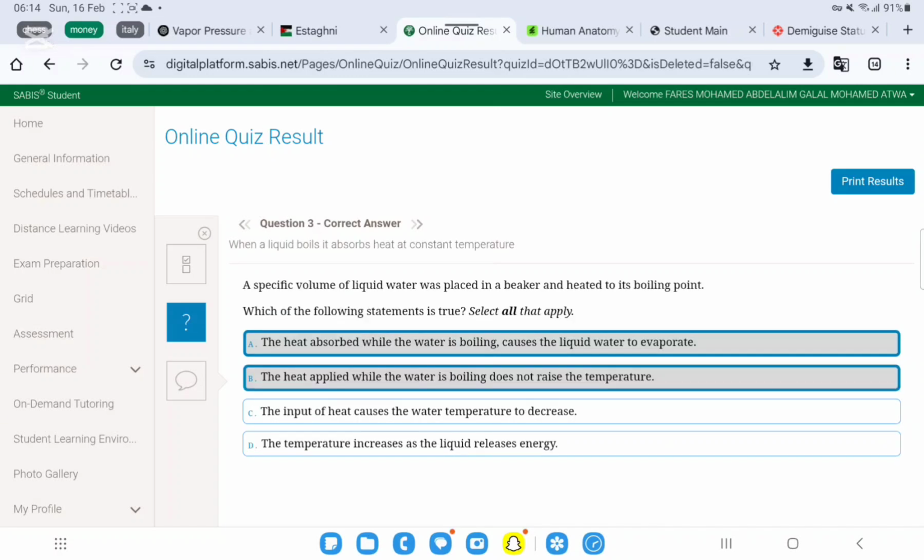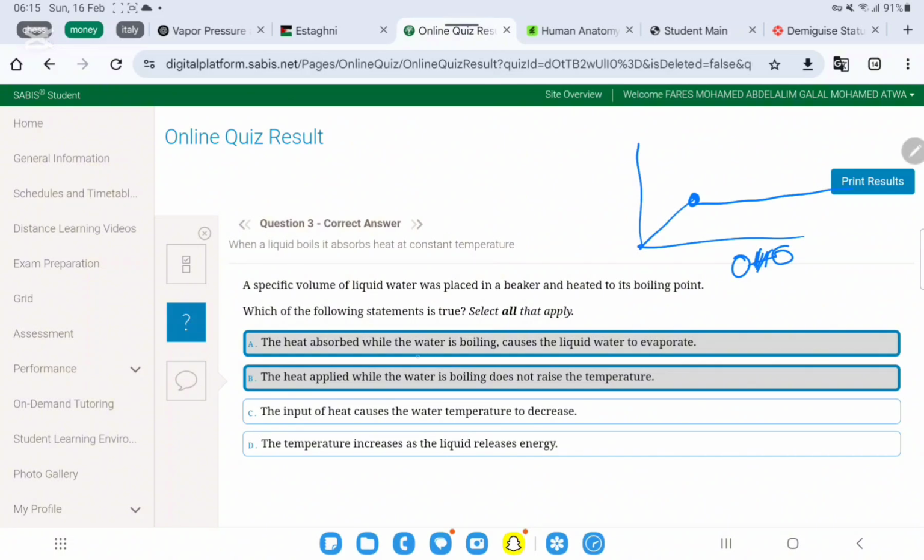A specific volume of liquid water was placed in a beaker and heated to its boiling point. Which of the following statements is true? We know in a heating curve, temperature goes up until the boiling point, and then the temperature stays constant because the energy from the heat is getting absorbed into the bonds of the molecules so it can break them. So the temperature of the liquid does not increase and energy is absorbed.